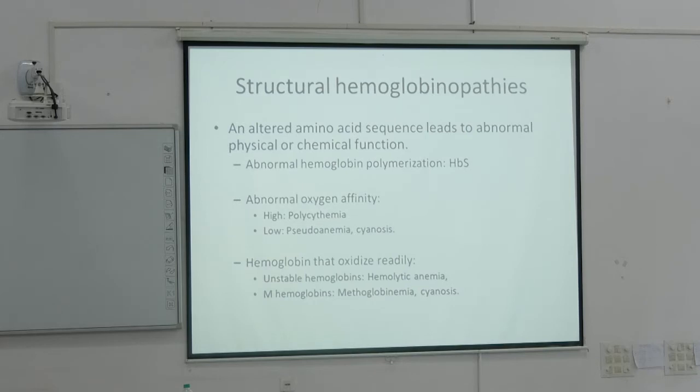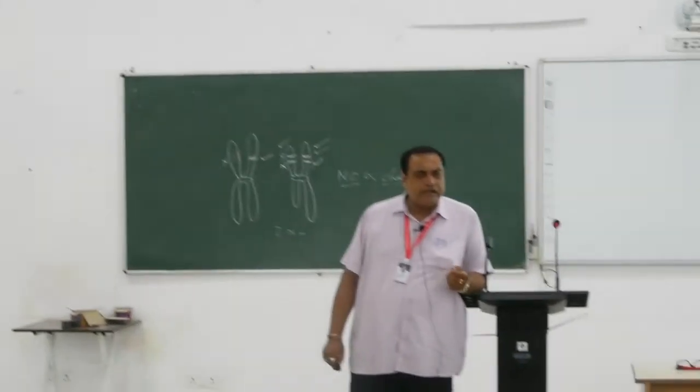Clear? So high oxygen affinity is polycythemia, where RBC production is increased, and here low oxygen affinity gives pseudoanemia. Hemoglobin is there, but it is less functional. So what happens? It looks like anemia, but the hemoglobin content is right, between 12 to 16 grams. The problem is with the function. Is it possible? Yes, very much possible. There are many diabetic patients whose insulin, if you measure, will be absolutely normal.